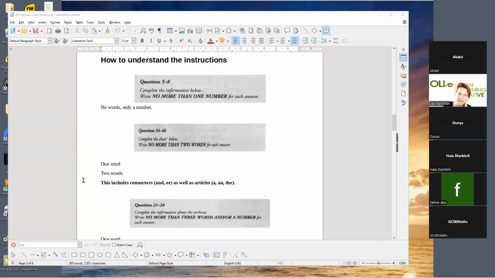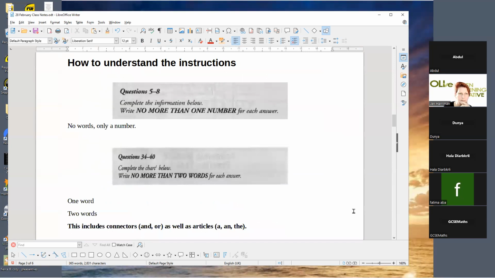Now, on the listening exam, and you will find this also on the writing exam, there will be instructions before each of the sentences. And they will say things like, write no more than one number. These are some examples here. Let me make this just a little bigger, just to make sure everyone can see it.